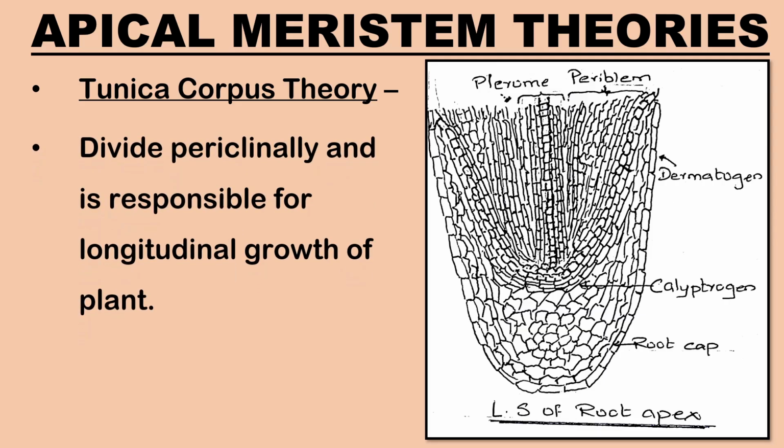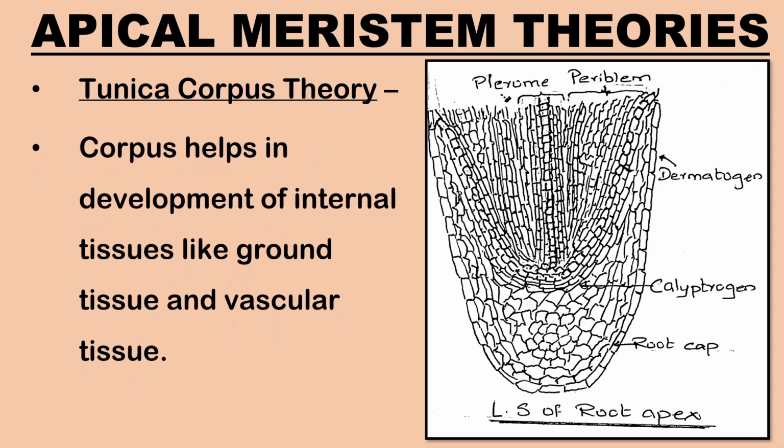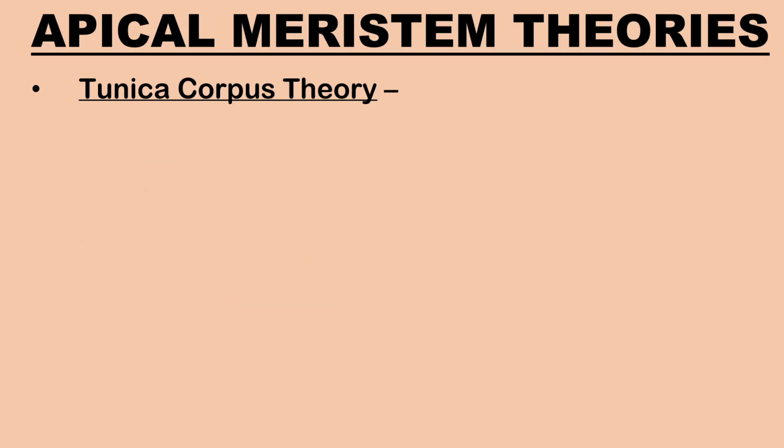Cells of corpus divide periclinally and is responsible for the longitudinal growth of the plant. Corpus helps in the development of internal tissues like ground tissue and vascular tissue, thus playing a key role in the transport of water, nutrients, and sugar in plants.